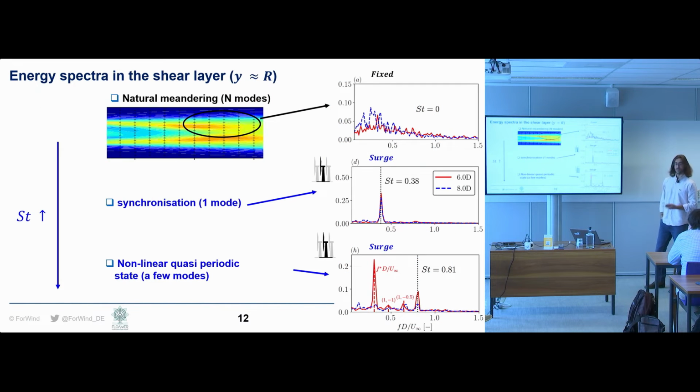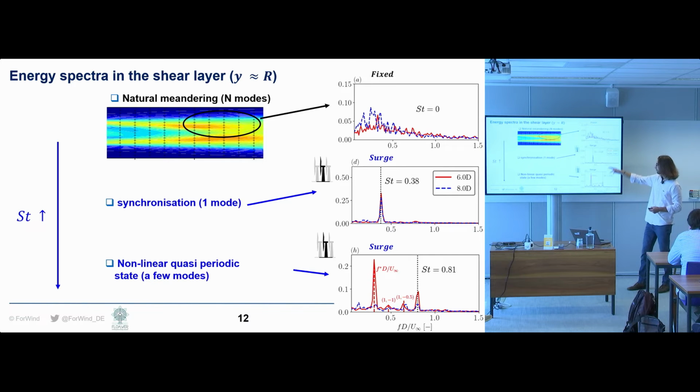Now, if you do the same analysis for the surge case, it gets even more interesting. It's what is happening for me, it's still something that I don't fully understand, to be honest. So the wake of the fixed case, as before, we have a high region of energy. This is this meandering. Then if we increase the frequency, we'll have, as before, synchronization. All this energy goes into one peak. We can also visualize the structure later on.